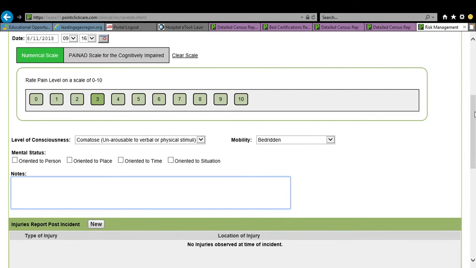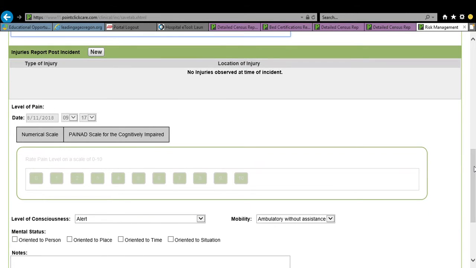So if you are seeing the resident later and you need to do a follow-up on this injury, maybe it got worse, or maybe now the bruising has gotten worse, or the skin tear is bleeding more, whatever it is, you can come back into the incident report and you can note if there was increased pain, or is there spreading bruising and it's now much larger than it was when you originally noted it, whatever it is.